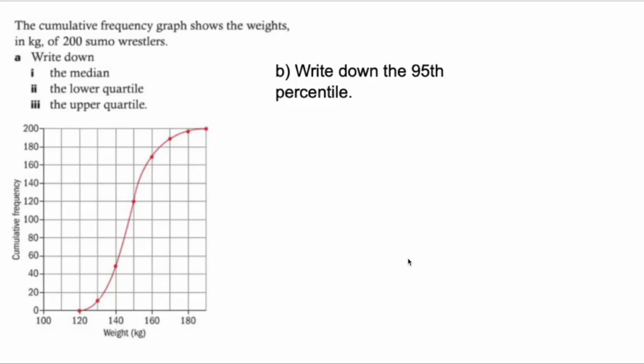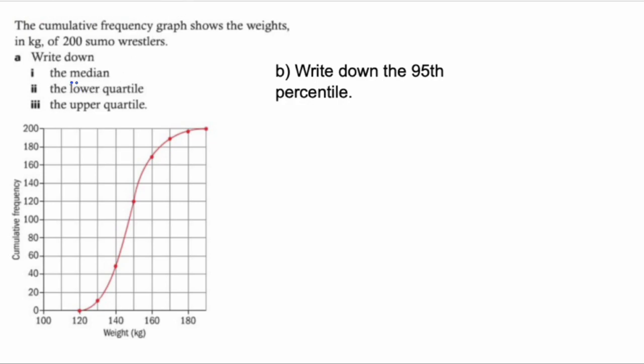Hello, this is Mr. Collier, and today we're looking at some cumulative frequency curves and how to read them and glean some information from them. Okay, so in this example, we've got the weights of sumo wrestlers, and we've got the cumulative frequency on the y-axis here, and then we've got the weights right here. So we are going to get the median first.